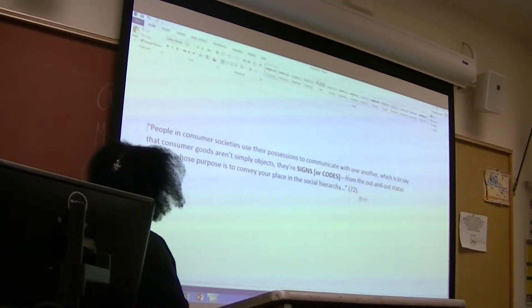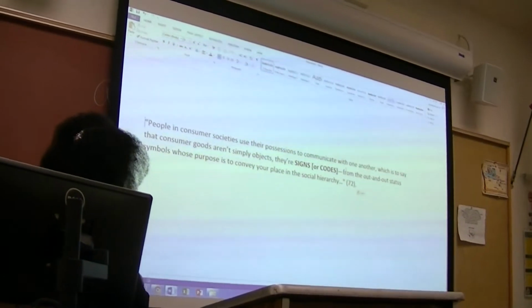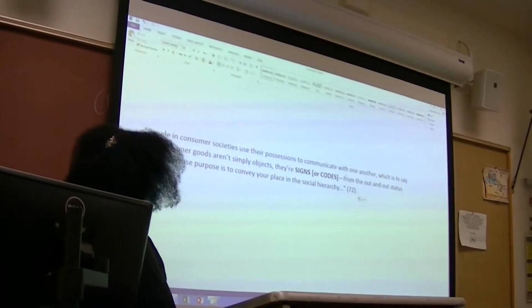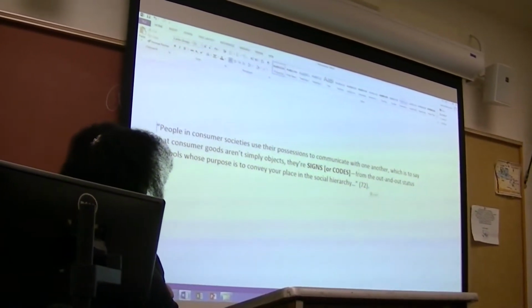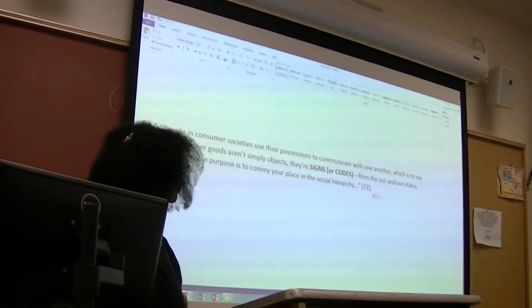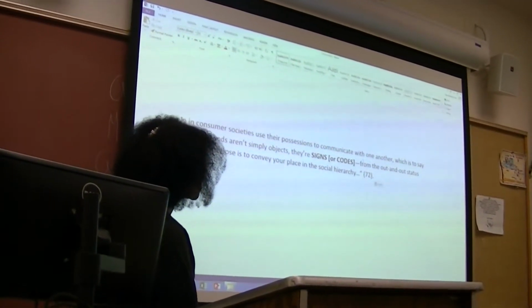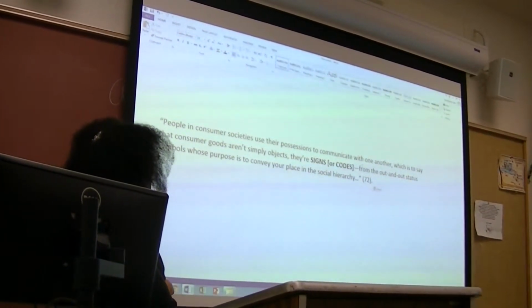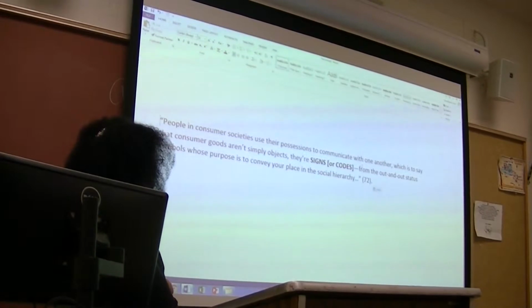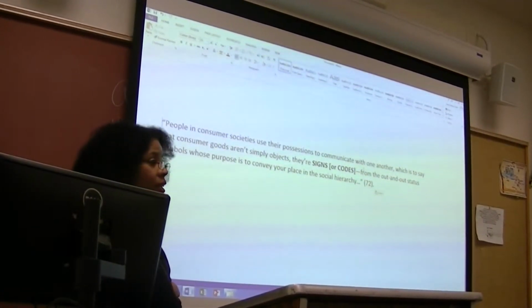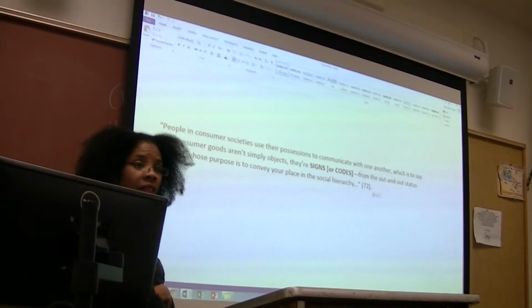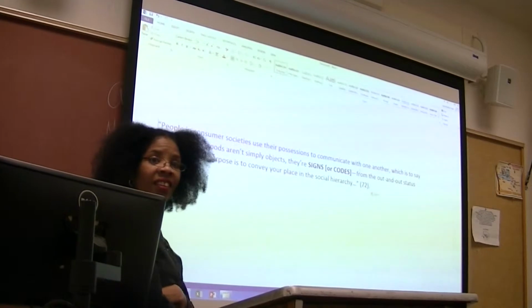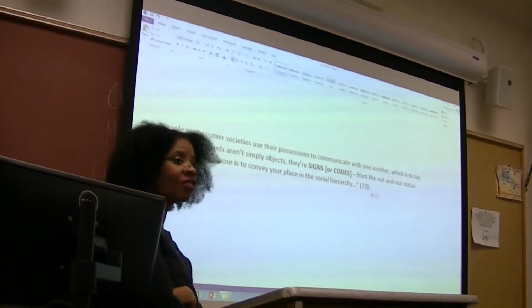Okay? So now, people in consumer societies use their possessions to communicate with one another, which is to say that consumer goods aren't simply objects, they're signs or codes. From the out and out status symbols, whose purpose is to convey your place in the social hierarchy. What does hierarchy mean? Level? Does anyone know? Your rating.